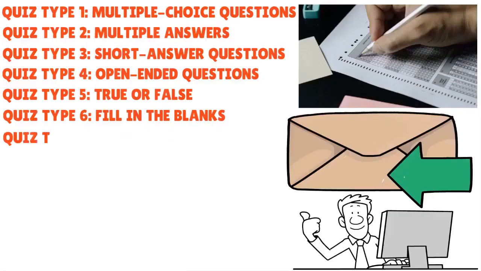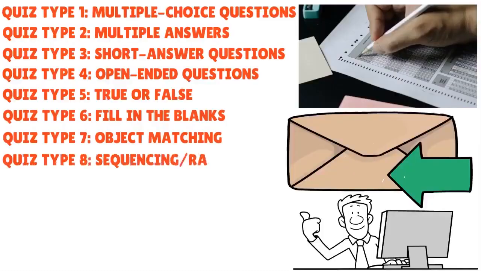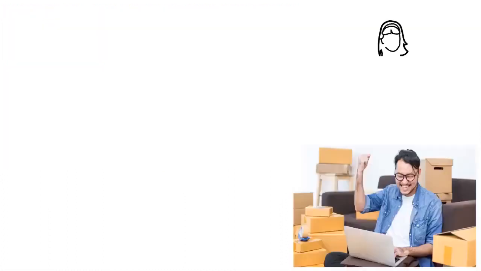Okay, and quiz type number 7, you have object matching. These interactive quizzes require the respondent to logically match different objects or items. You can make them more interesting by including multiple closely related options. And quiz type number 8, you have sequencing or ranking. Sequencing quizzes require the students to arrange the answer in a specific order.